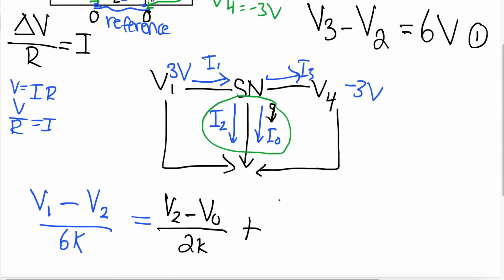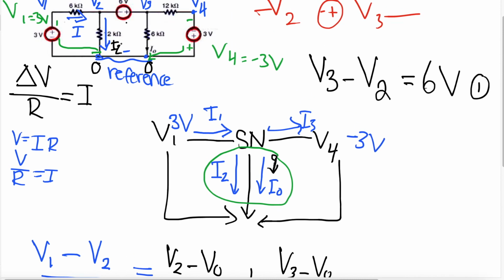So we can do plus V3 minus V0 over 6 kilo ohms, right? V0 is our reference node. So now we have I2 and I0. Well, what about our equation for I3 over here?